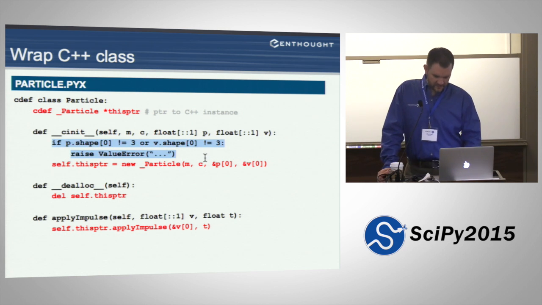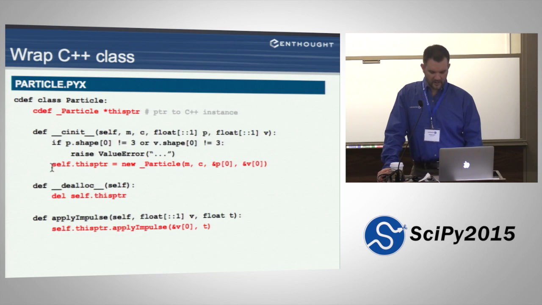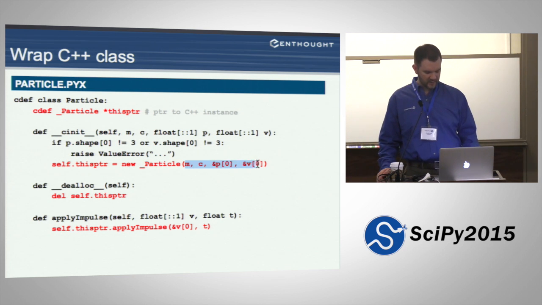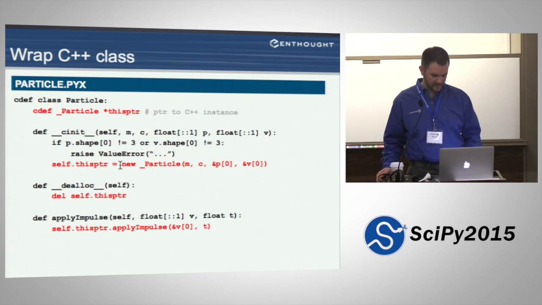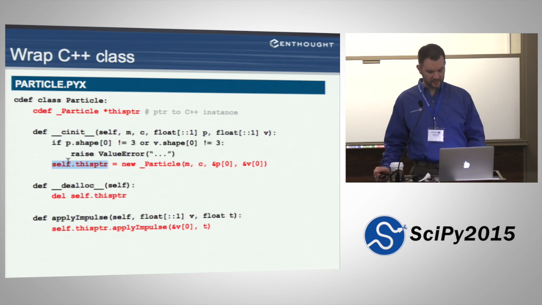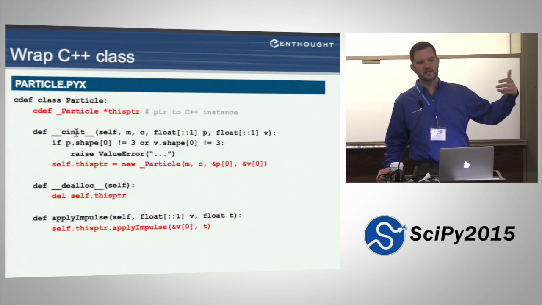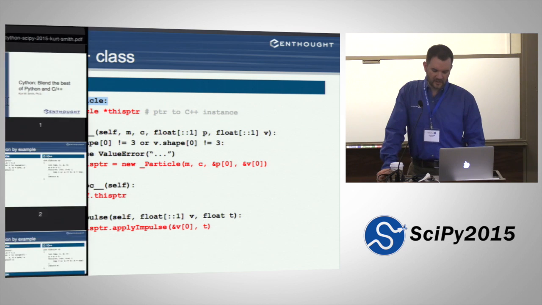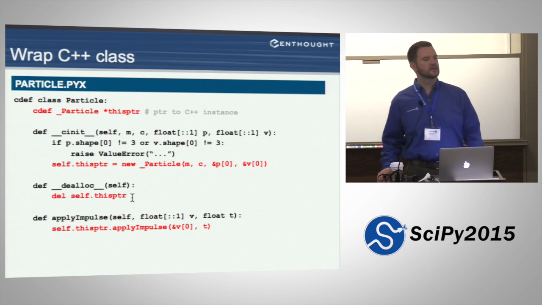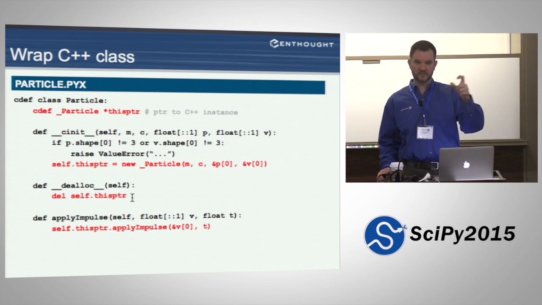In __cinit__, we do some simple verification here to make sure the shape and the sizes of our position and velocity arrays are the right shape. If not, we raise a ValueError. If that passes, then we call new on our C++ Particle class, and we pass in the data so that we can initialize that particle appropriately. So here, of course, new returns a pointer to a heap allocated C++ object, and we're just assigning that to our this pointer here. So when __cinit__ is done, we have a valid C++ particle object on the heap that's being referred to by our this pointer inside of our wrapper class. Inside of __dealloc__, we simply say del self.thisptr. Cython will convert, when it generates code for this, the del into a delete call in C++.